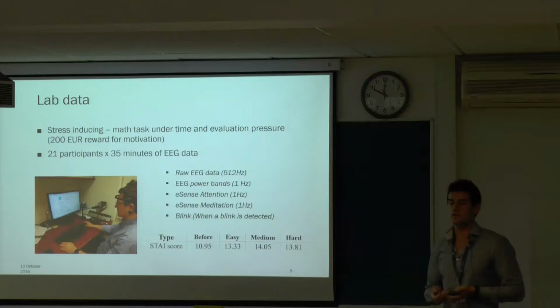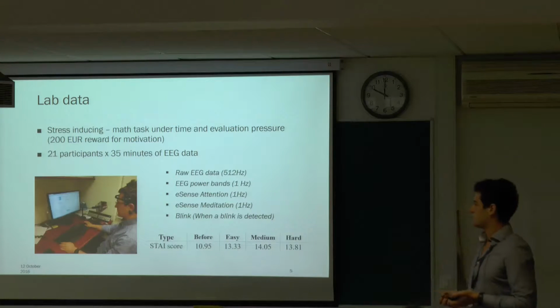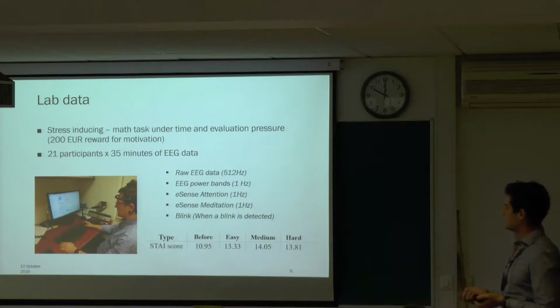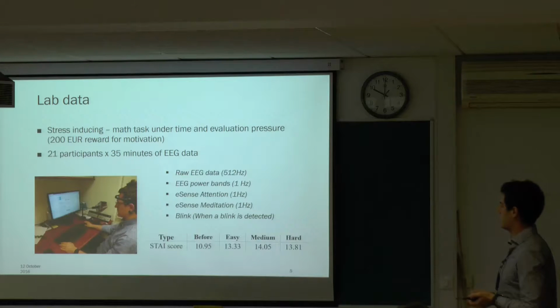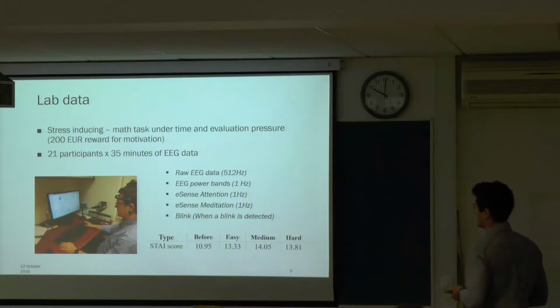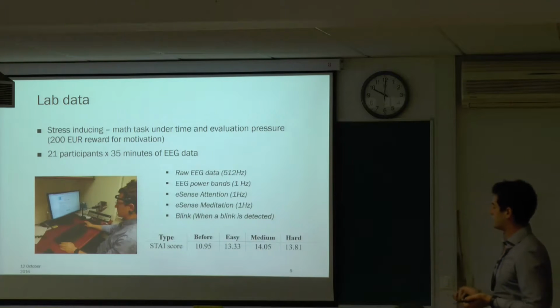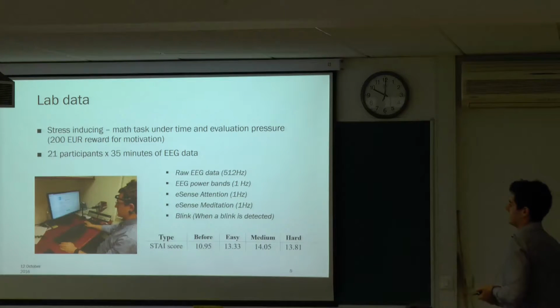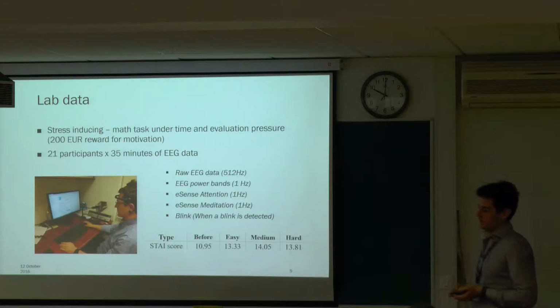Throughout the session, several questionnaires were filled, and these questionnaires were used to label the data. So the questionnaires are used as a ground truth for when the subjects are under stress and when they are not. And here we can see that before the experiments, the anxiety level or the stress level is around 11, whereas throughout the experiments, the anxiety level is increased to 14 and 13. And here we performed statistical tests, and this difference in the questionnaires is statistically significant.